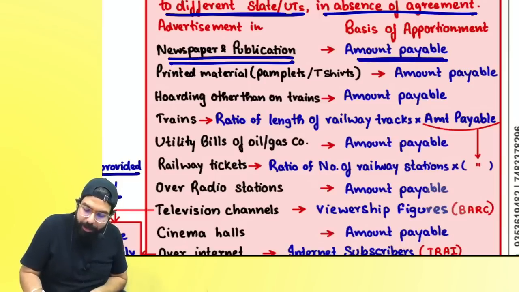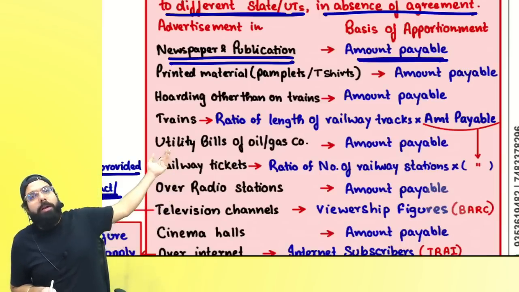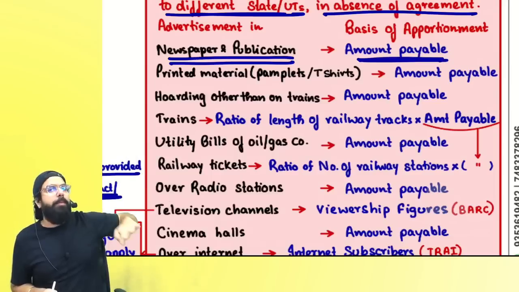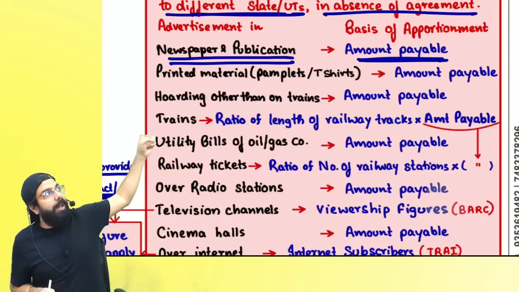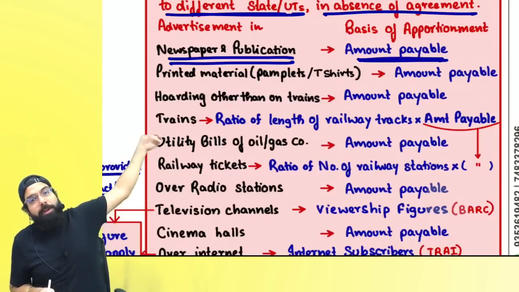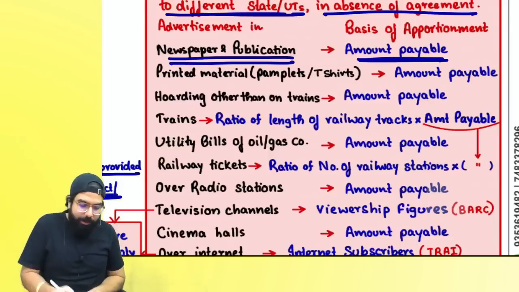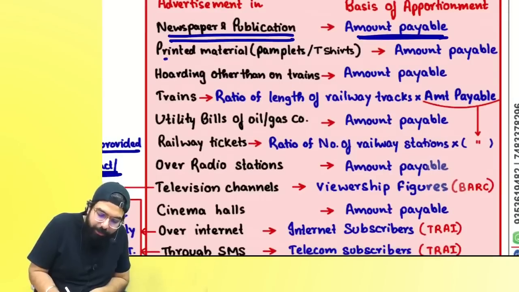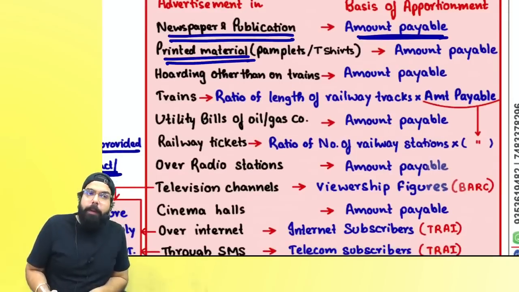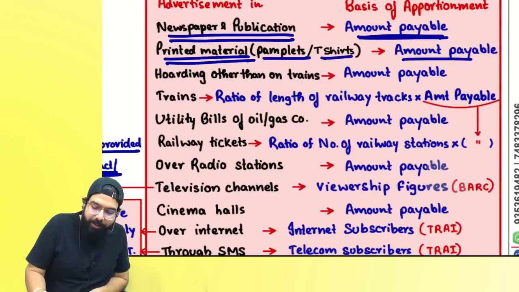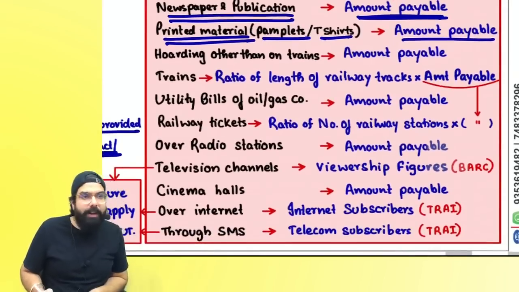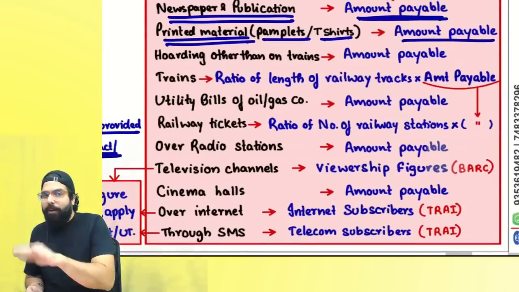Amount payable, right, everyone? So if the government has paid me 1 lakh rupees for Delhi and 1 lakh rupees for Mumbai, then the value of supply of service by me to the government is 1 lakh rupees with respect to Delhi and 1 lakh with respect to Mumbai, and separate invoices will be issued by me. If advertisement is provided by me in printed material like pamphlet, t-shirt, etc., whatever is the amount payable by the government is the value of supply.